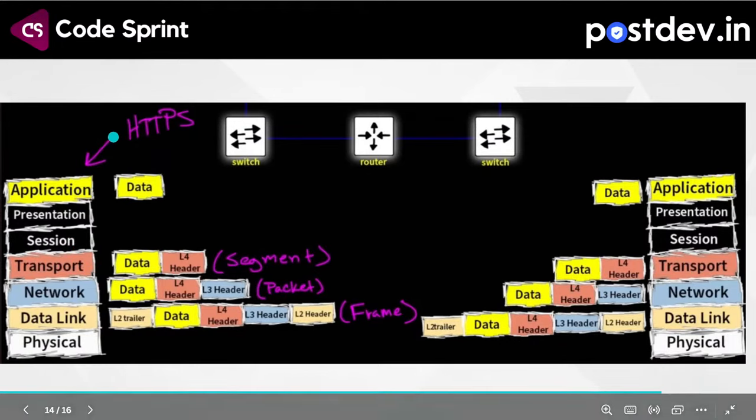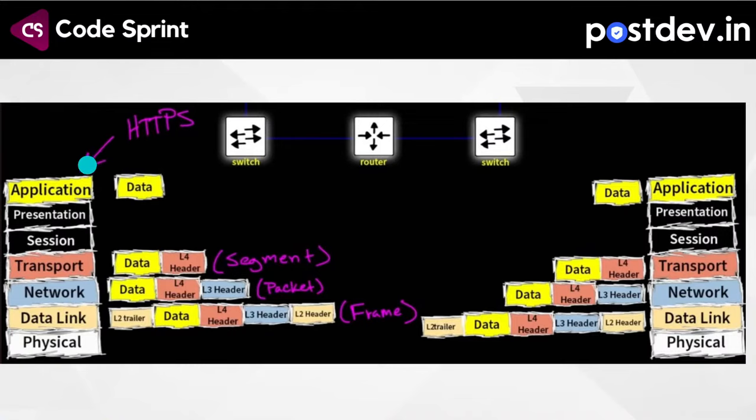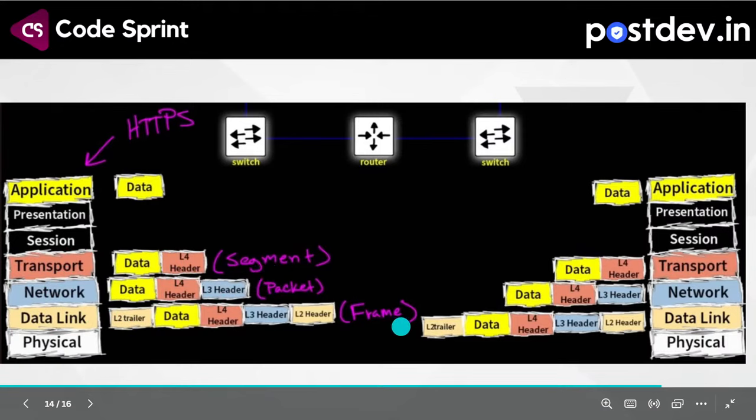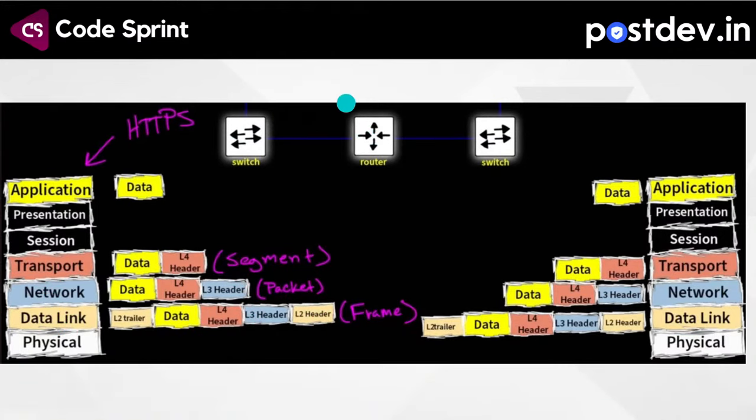Let's take this scenario where I've entered some information in my HTTP page. Here is the data. It goes down through the transport layer, and the transport layer adds its own header over here, and it is called a segment. Next, the transport layer sends this data and level 4 header to the network layer. It adds a level 3 header. And the data link layer adds its own header and trailer, which is called a frame. Then through the physical layer, it goes through the switches, through some routers, through the internet, through countries, I guess.